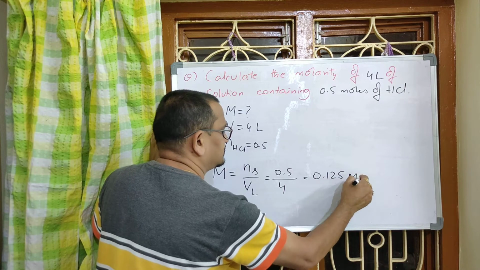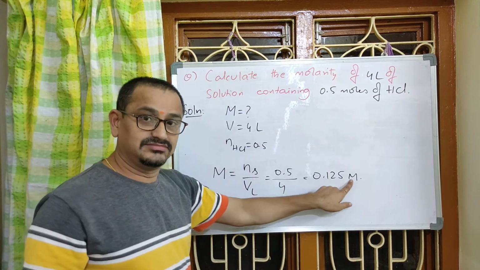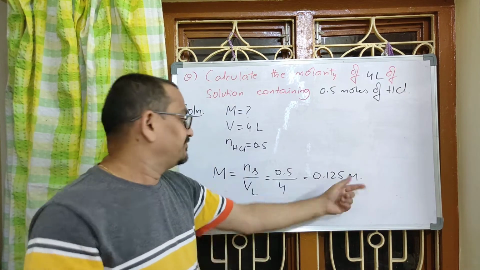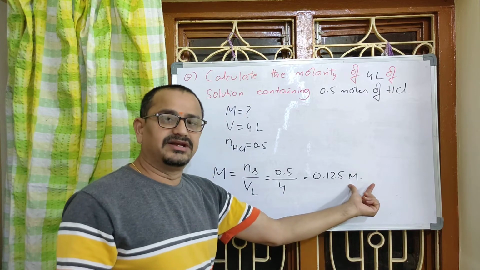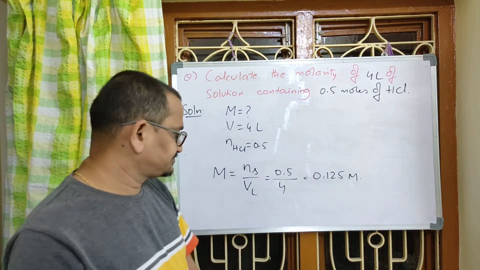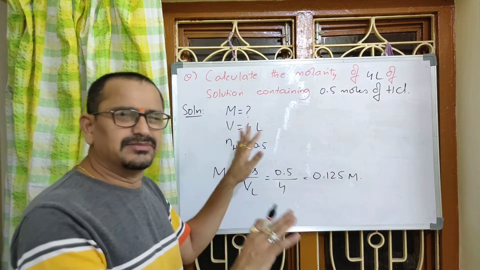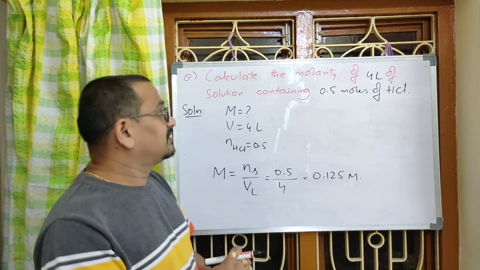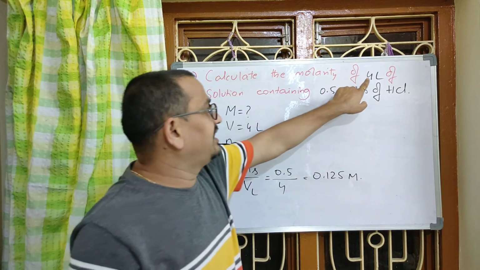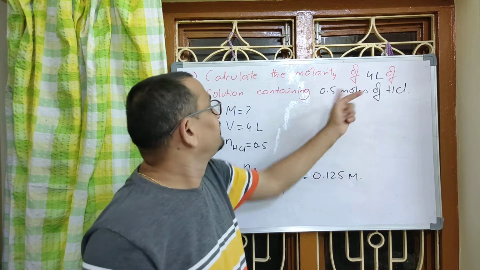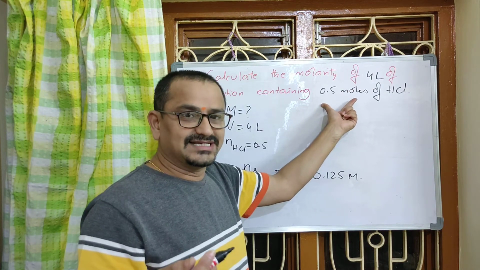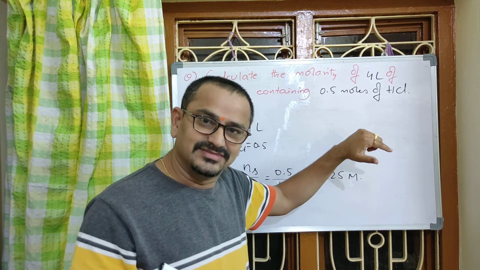0.125 molar. The term molar is the termination, right? This is the symbol we have to use to denote the concentration, right? This is a simple model question, right? Now they will make changes. They may express this volume in milliliters. They may express this moles in terms of mass.